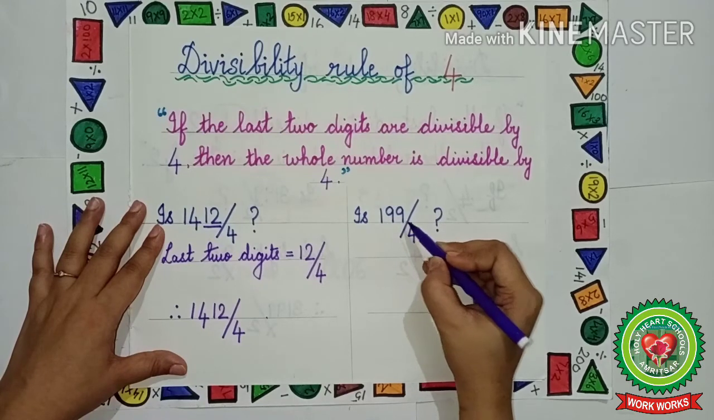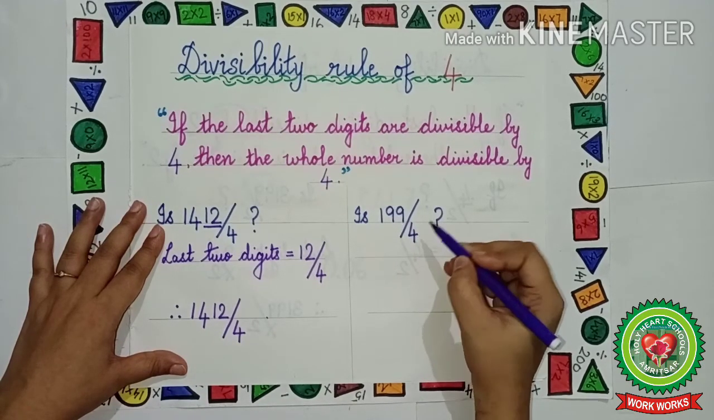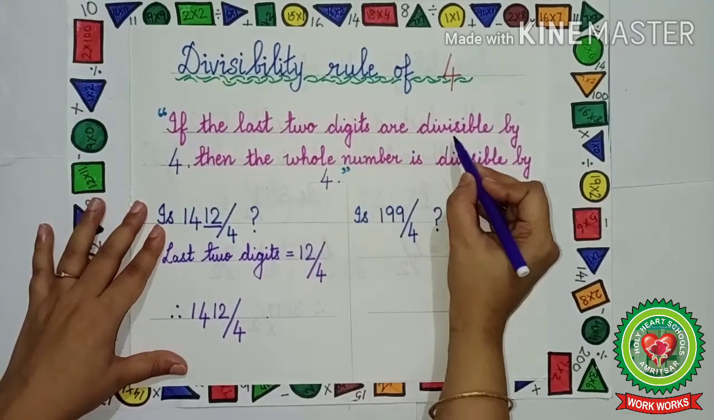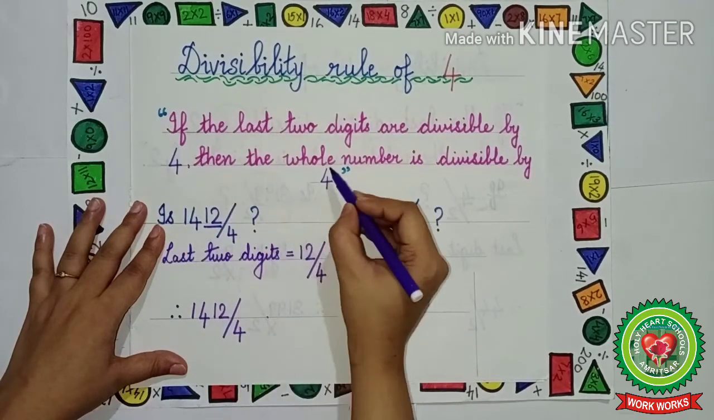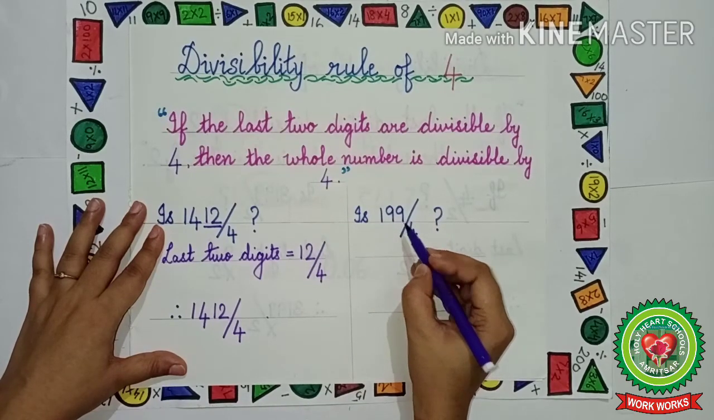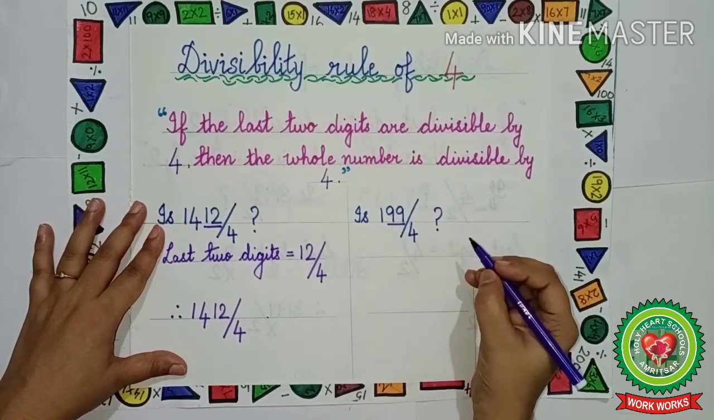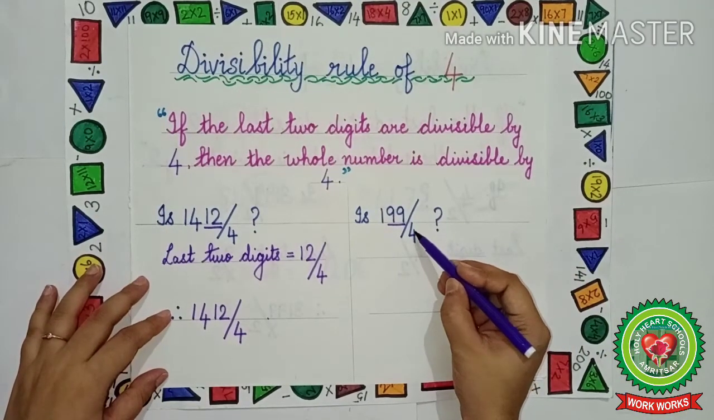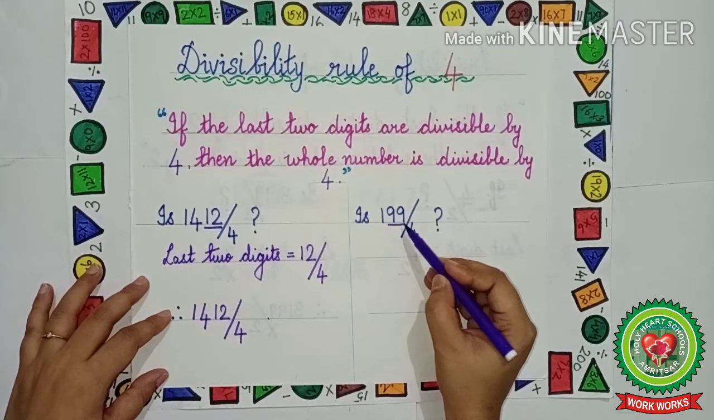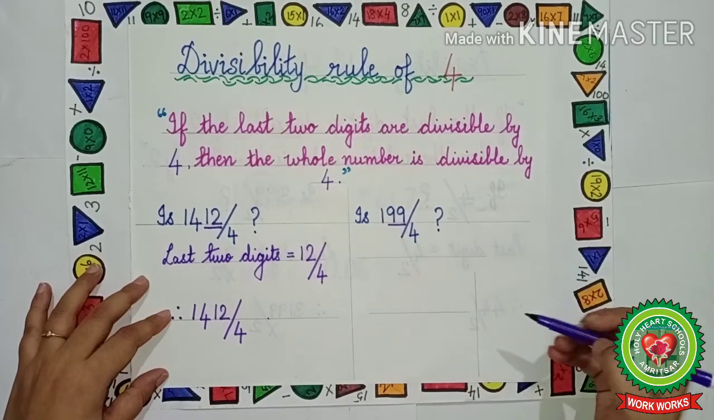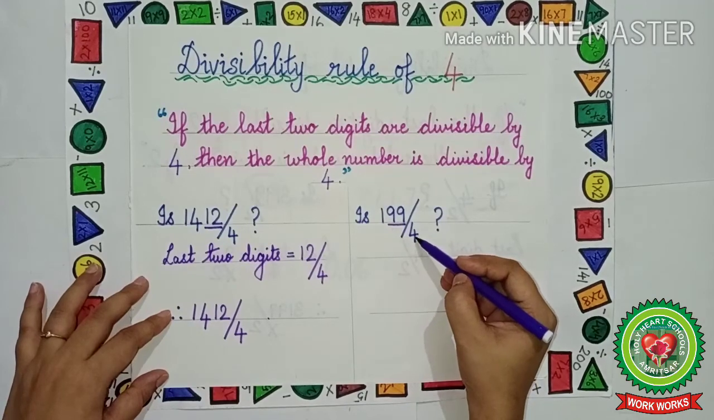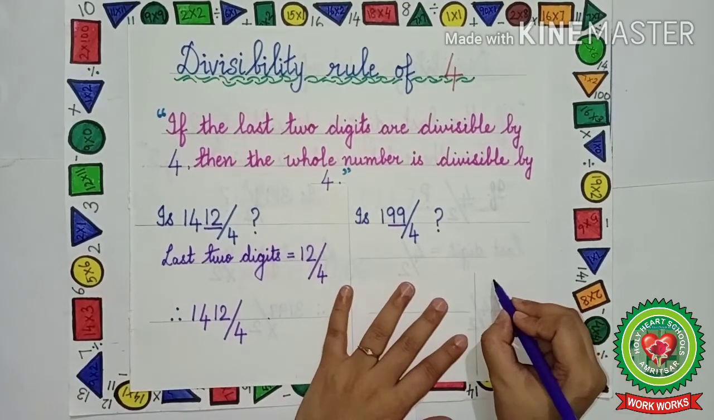Now, let us look at the next one. Is 199 divisible by 4? So, what is the rule of 4? If the last two digits are divisible by 4, then the whole number is divisible by 4. So, which are the last two digits? That is 99. Now we have to see, does 99 come in the table of 4? Now 99 is a big number. For big numbers like this, we can divide it at the side and see whether 99 comes in the table of 4 or not. So let us do the division.